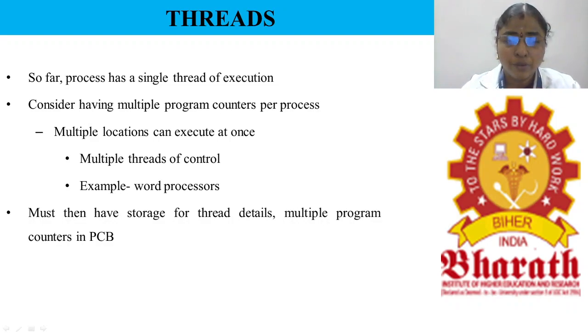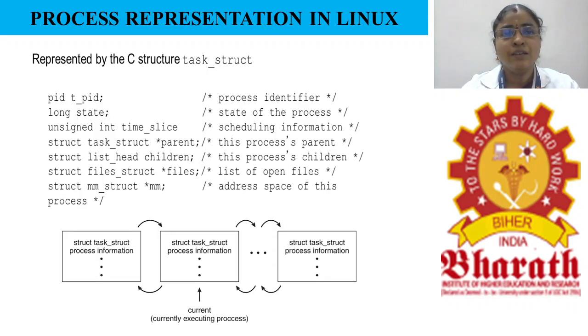So we must have storage for thread details, multiple program counters in the PCB. Then this is a process representation in the Linux operating system. Here we are using a C structure. Structure, as we already know, collects different data types under a single name. The structure name is task_struct. It contains valuable information about the particular process.